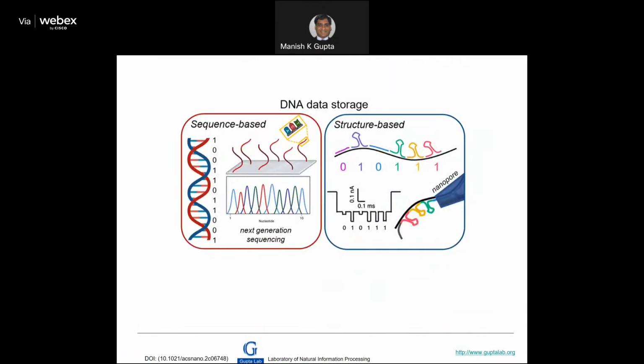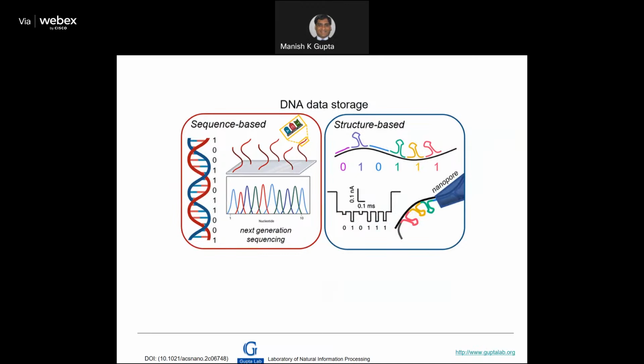Now there are two approaches. The earlier approach was sequence based. Any doc file, PDF file, or JPG or whatever is nothing but byte strings. So these byte strings you somehow convert into DNA strings, some mapping. Okay, you convert them and then you reverse them back, right? This method is known as the sequence based approach. And here they are using next generation sequencing. I'll talk about it later on.